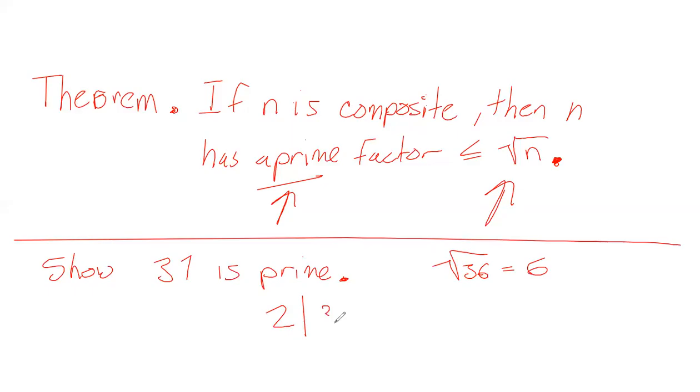Does 2 divide 31? Nope, it does not divide 31. The next prime number, 3: does 3 divide 31? No. And 4 is not prime, since it's 2 times 2; if 4 divided 31, then 2 would have divided 31 anyway. We need only check the next prime number, which is 5. 5 does not divide 31. We've searched all of the prime numbers between 2 and the square root of n. None of them divided 31, therefore 31 is prime.